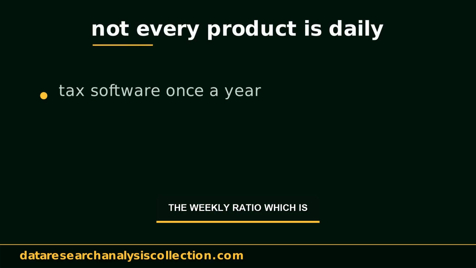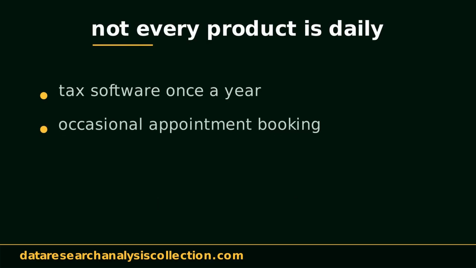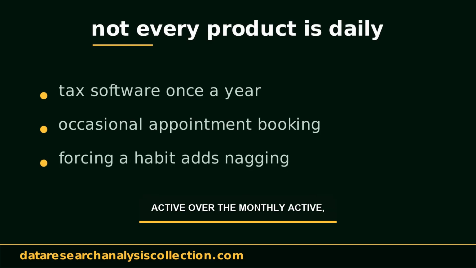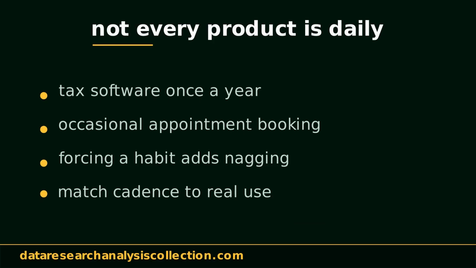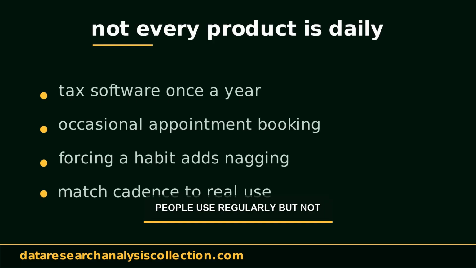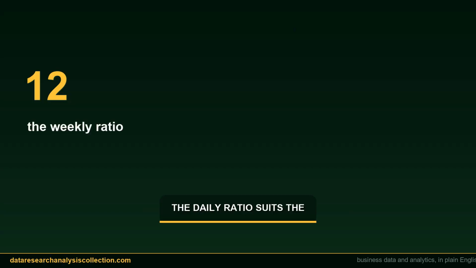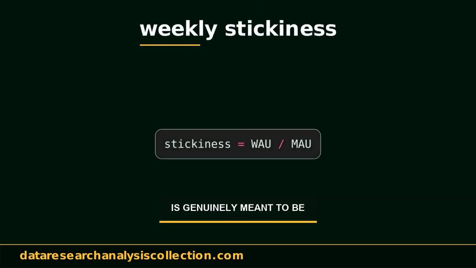The weekly ratio, which is why, for a lot of products, I prefer a gentler version of stickiness. The weekly active over the monthly active, WAU divided by MAU. It asks what share of your monthly users show up in a given week. A fairer bar for something people use regularly but not daily. The daily ratio suits the messaging apps of the world. The weekly ratio suits the bookkeeping tools. Pick the window that matches how your product is genuinely meant to be used, and the ratio finally tells you something true instead of scolding you for the wrong thing.